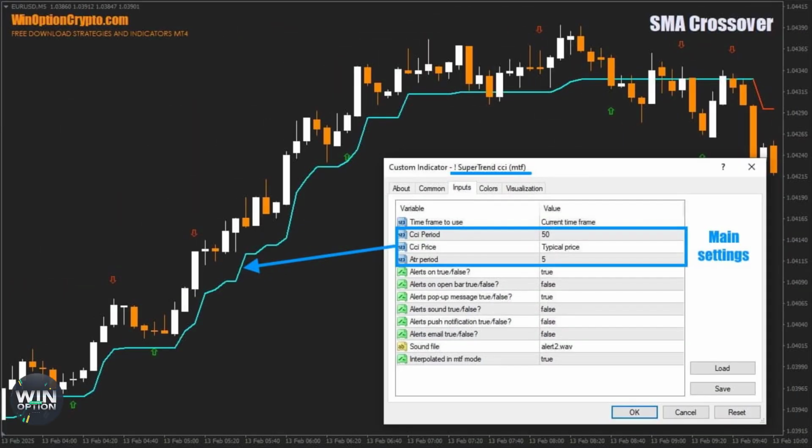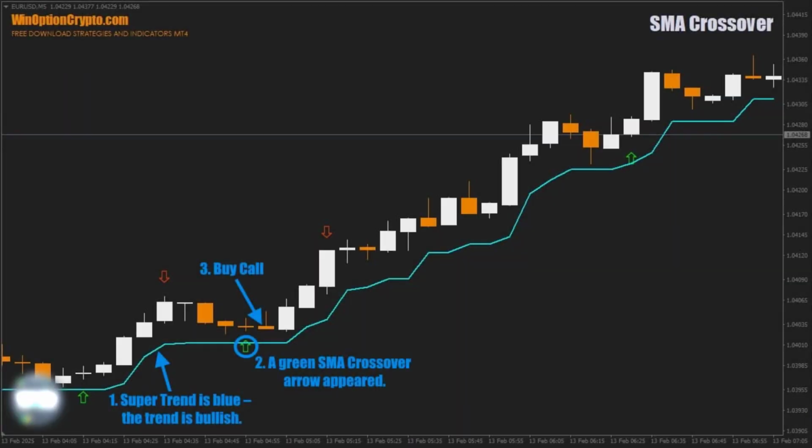There are few settings for the Supertrend additional indicator. The most important of these is the CCI period. We use the default value, but you can always change it depending on the asset and the selected time frame. After adding the Supertrend indicator to the chart, you will be sure to identify the trend direction. Buy call options only when its line is blue, and when it turns red, buy only put options.